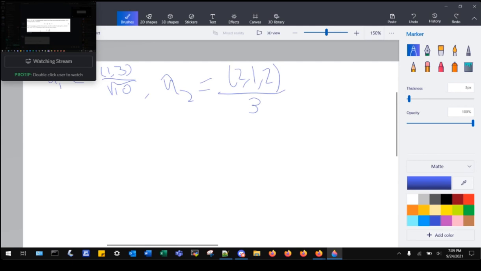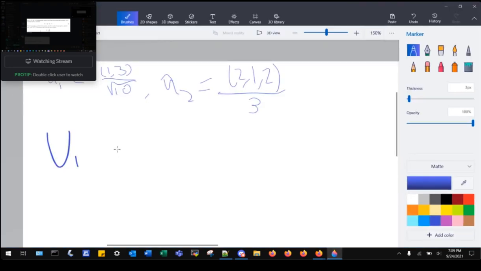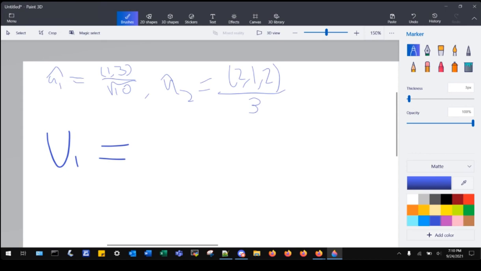Now we want to find capital U1. First, let's find the actual vector before we find the normal vector or the unit vector. To find big U1, we want to write an equation such that the dot product will be equal to 0. So let's set U1 equal to x, y, and z.